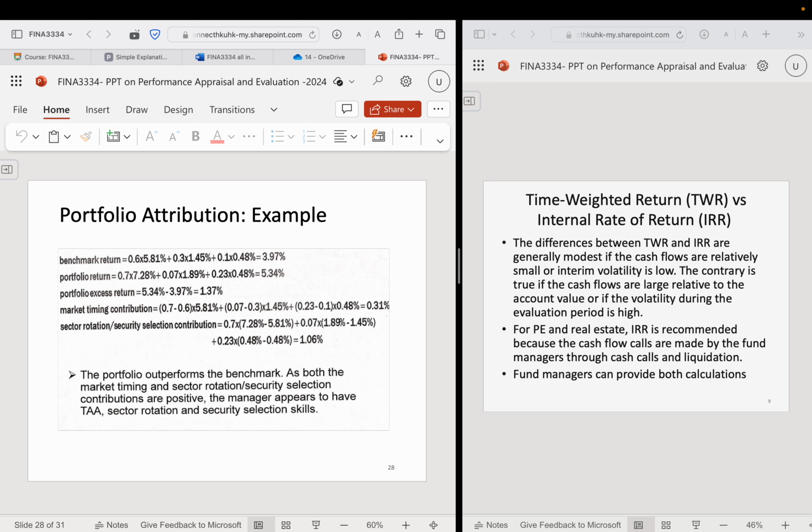So the performance outperforms the benchmark, and I perform both the market timing and sector rotation. This means I am a very good manager. I choose the better timing, as well as the better securities.